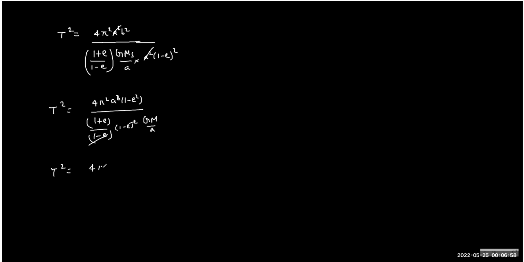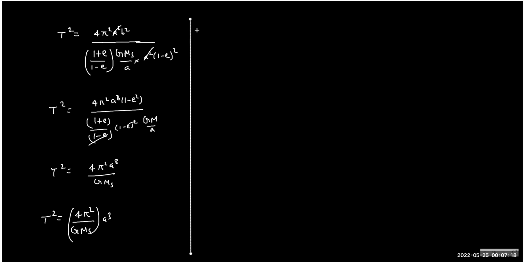So I hope you can see something. All the E terms get cancelled. So we can see clearly that T square comes out to be 4 pi square upon GM into a cube. And because this is the constant, this is the formula for time period for every planet moving around the sun.